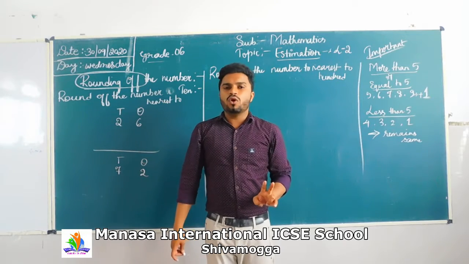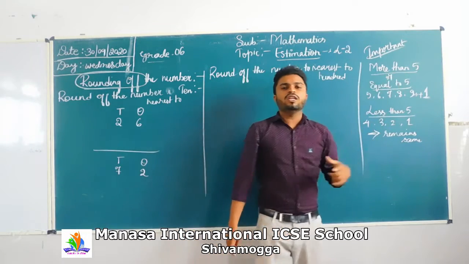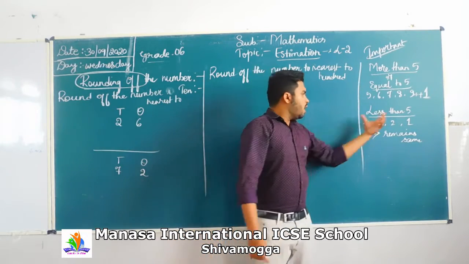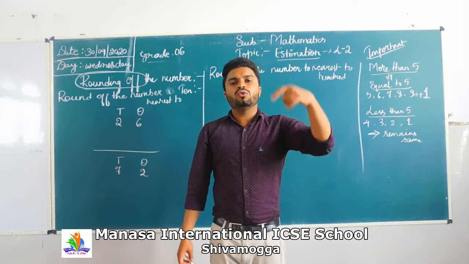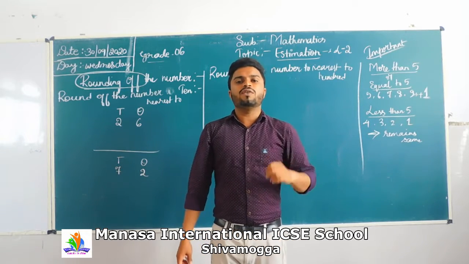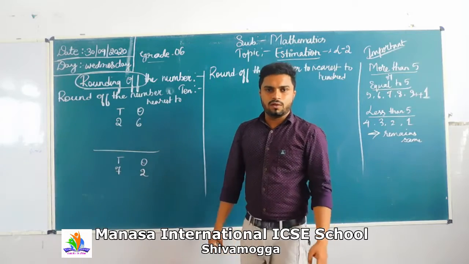Students, you have two concepts here. First is more than 5 or equal to 5, and then it is less than 5. If it is more than 5, you are going to increase one number. If it is less than 5, you keep the number as it is.